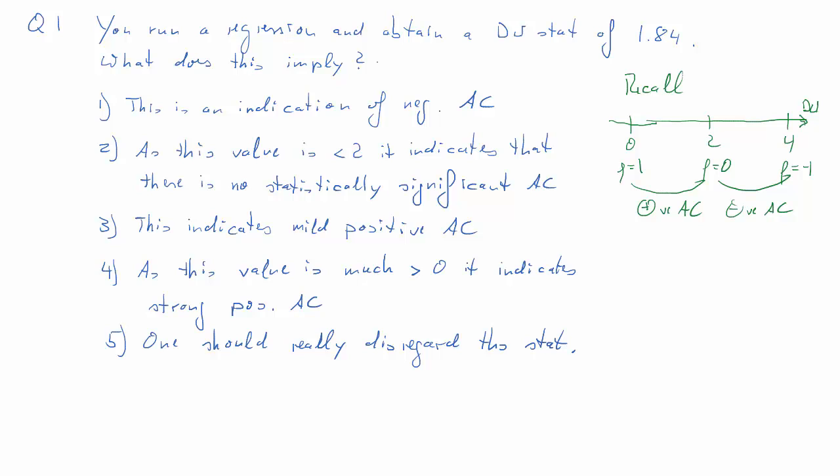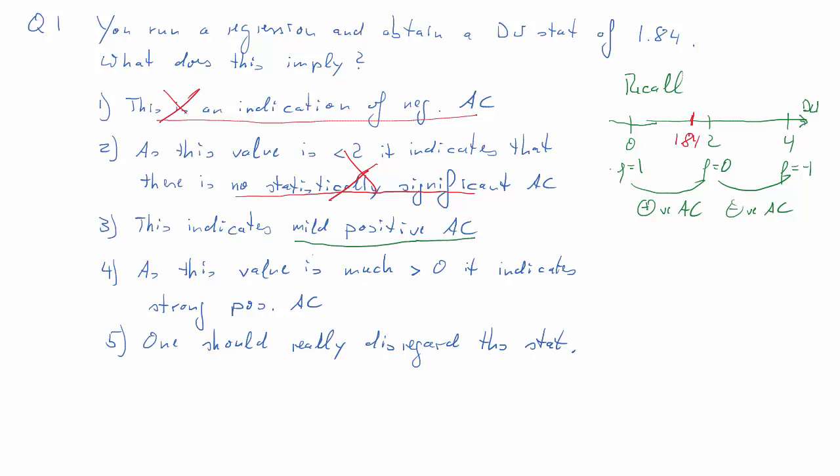So with that knowledge, we can clearly see that a value of 1.84 is in the positive autocorrelation range. So the first answer is clearly incorrect. Now the second one, whether the value is smaller than 2 really has nothing to do with statistical significance. You were possibly thinking of t-tests if you answered that.